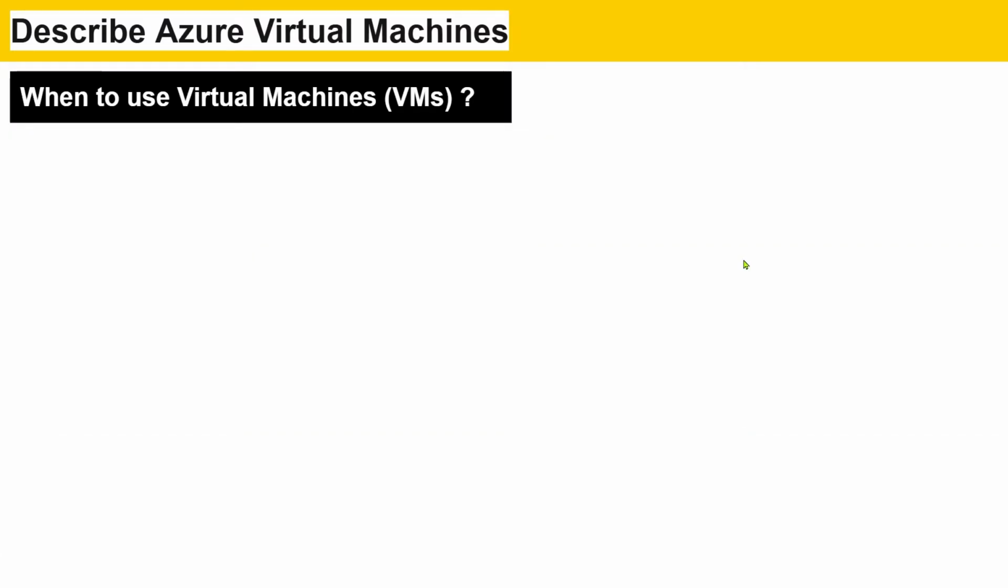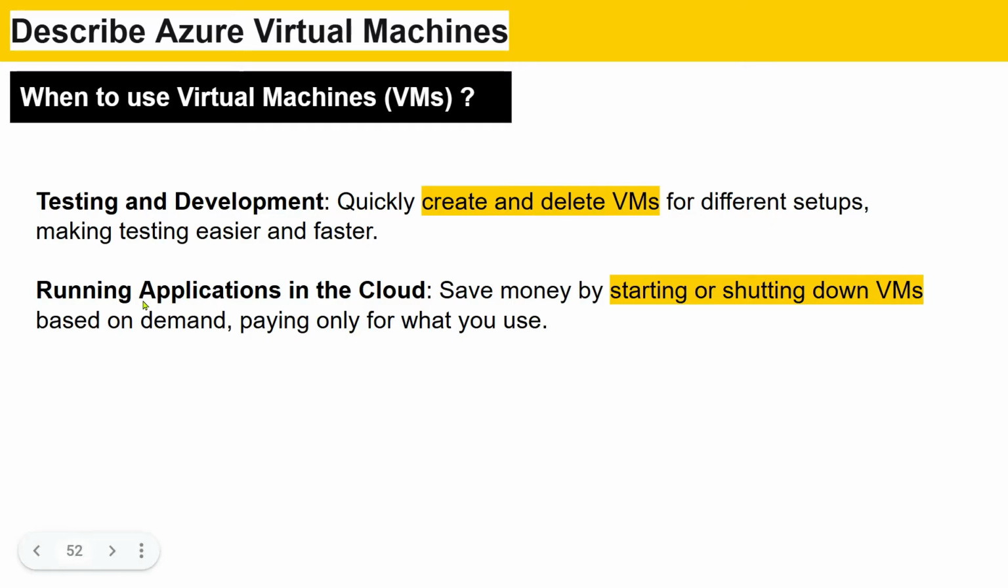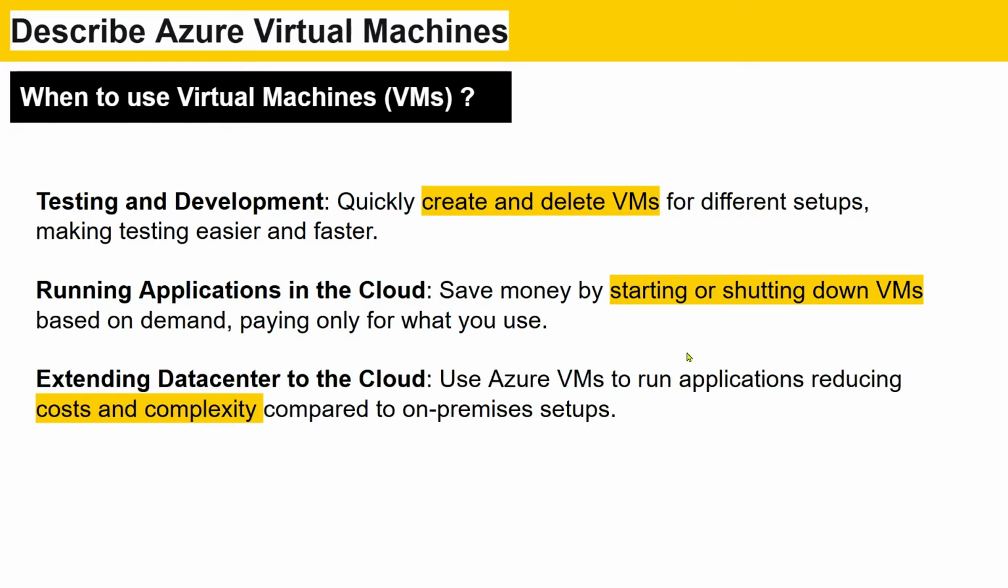Next, let's understand when to use virtual machines. That is a question that might come. For example, I want a few VMs for my testing and development. In Azure, it becomes quite easy to create and delete VMs once I'm done. One more thing, for example, I want to run applications in the cloud. I don't know for how many days I have to use it, and I don't know how the business would go. So instead of setting up my on-premise setup, I would rather use the cloud. I can save some money. I can start and shut down the VMs based on my demand. I'm going to pay only for what I use, so I can save some money.